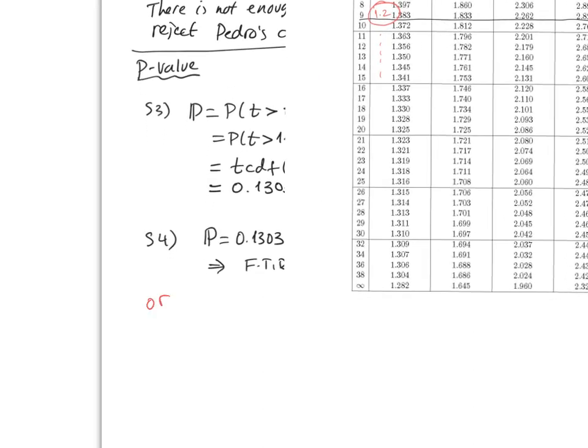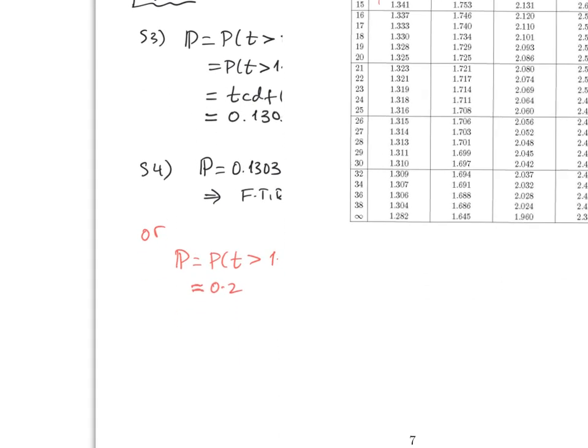So for the p-value, it would be the probability that t is greater than 1.2. If we use the table, this is around 0.2. And then remember for step 4 again, 0.2 is clearly greater than alpha, which was 0.05. So the conclusion again is fail to reject H0, which is exactly the same thing. So you have two choices. It's up to you which one you want to use.